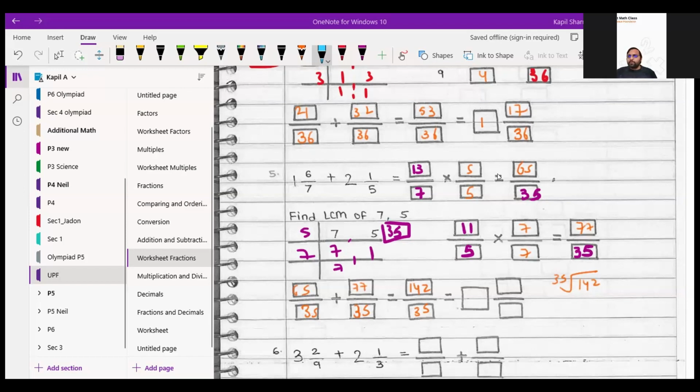Okay, so let me do it. So 35 times 4 is 140. Okay, that means quotient is 4, remainder is 2. So we get 4 and 2 upon 35. Is this clear? Parth, Swastik?